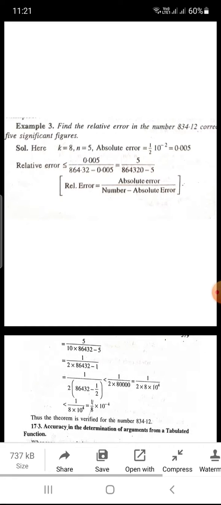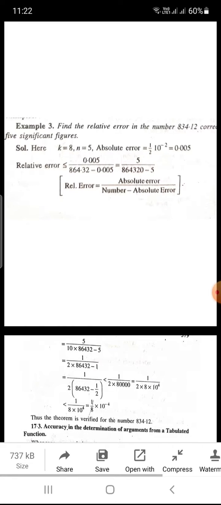Today we will be finding relative errors to some significant figure. Just take an example. Suppose we have to find the relative error of a number. Suppose I have taken 8 here. I have taken 834.12 to 5 significant figures.